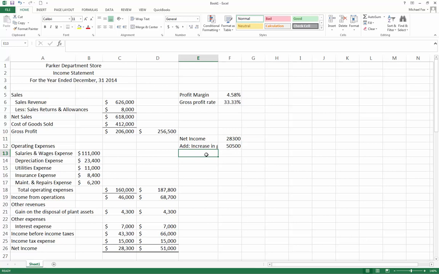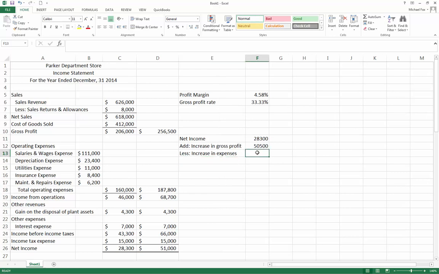And I would subtract the increase in expenses, which was 27,800. And this would give me the new net income. Net income plus increase in gross profit minus increase in expenses. You see I get the same thing, 51,000 either way. All right, so there's just two ways to attack that.